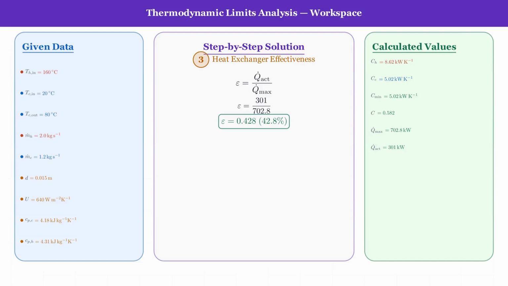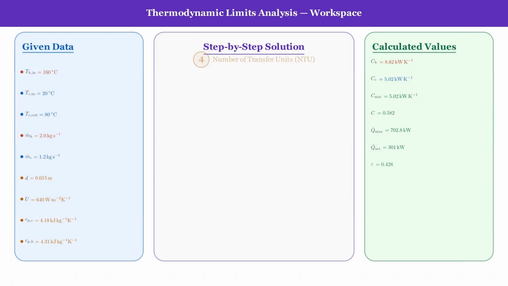This is a moderate effectiveness. The heat exchanger is capturing roughly 43% of the maximum possible heat transfer from this geothermal source. It is not a highly effectiveness-optimized design, but it does not need to be. It needs to be exactly large enough to heat the cold water from 20 to 80 degrees, and that is precisely what the remaining steps will establish.